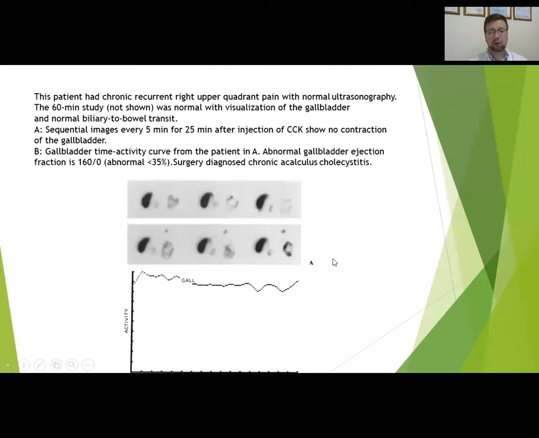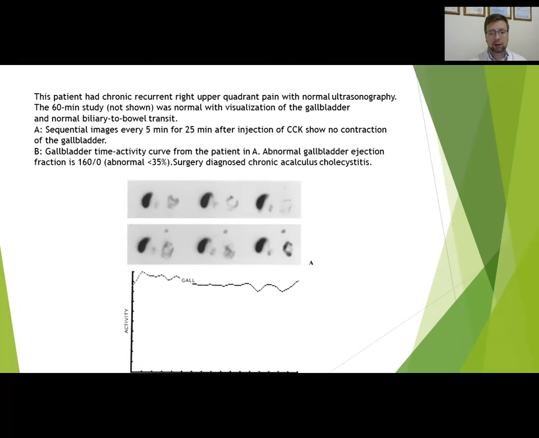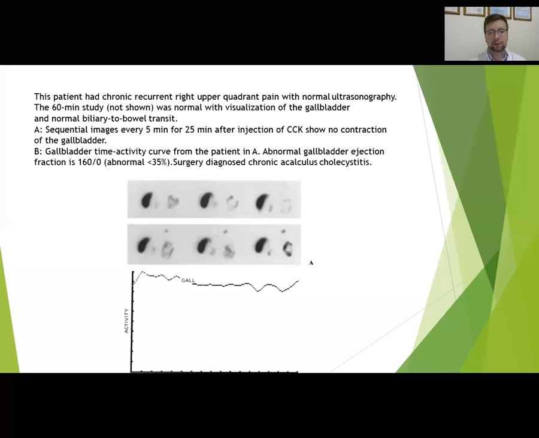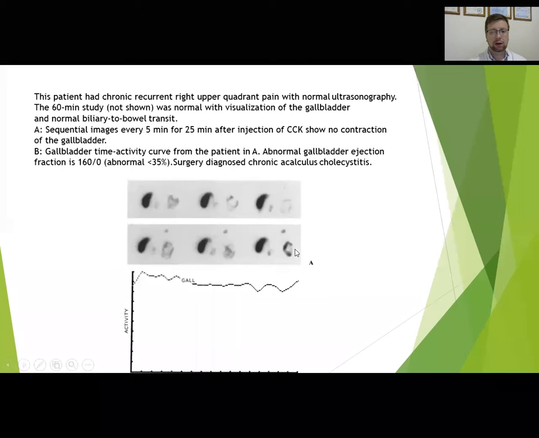On this slide, we present a patient who had chronic recurrent right upper quadrant pain with normal ultrasonography. The 60-minute study is not shown. This slide was normal with visualization of the gallbladder and normal biliary to bowel transit. On this image, we can see sequential images every 5 minutes for 25 minutes after injection of the CCK stimulation. It shows no contraction of the gallbladder, no difference.